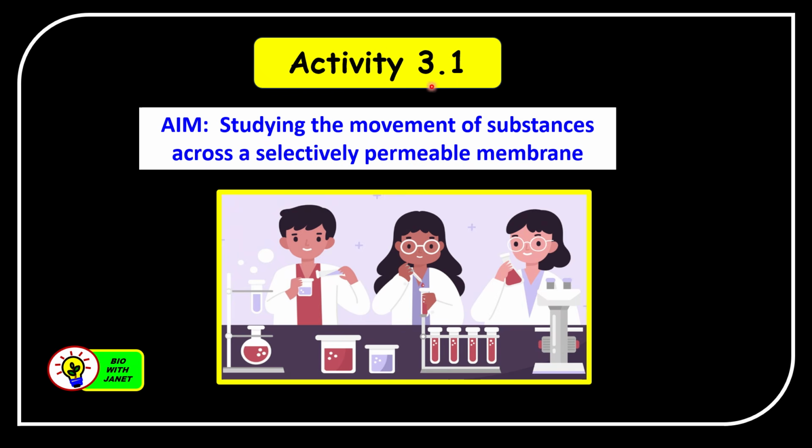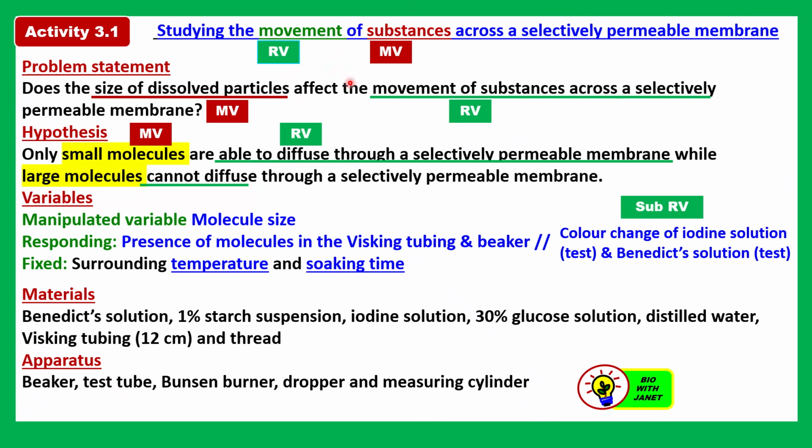So now let's discuss activity 3.1, to study the movement of substances across a selectively permeable membrane. Our substances here are glucose and starch, and the selectively permeable membrane is the Visking tubing. Now let's look at the various aspects of studying the movement of substances across a selectively permeable membrane, such as the Visking tubing.